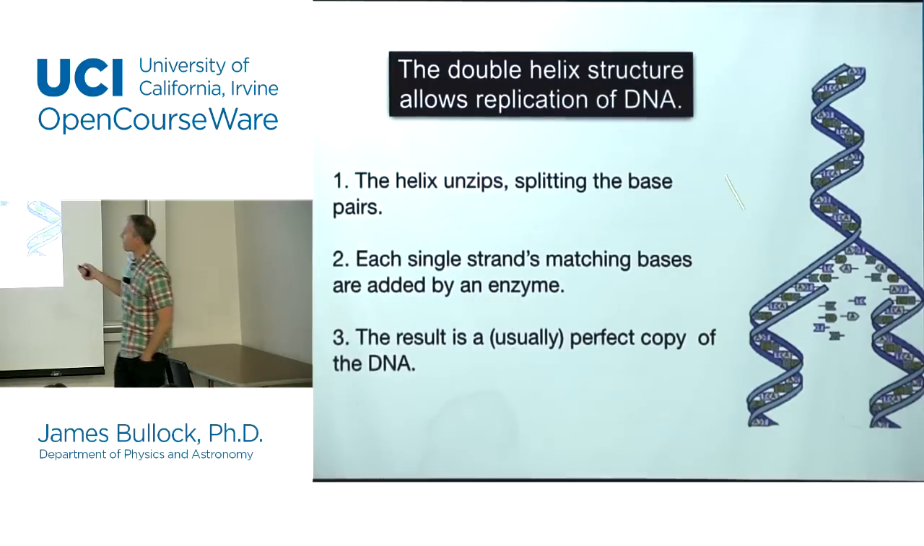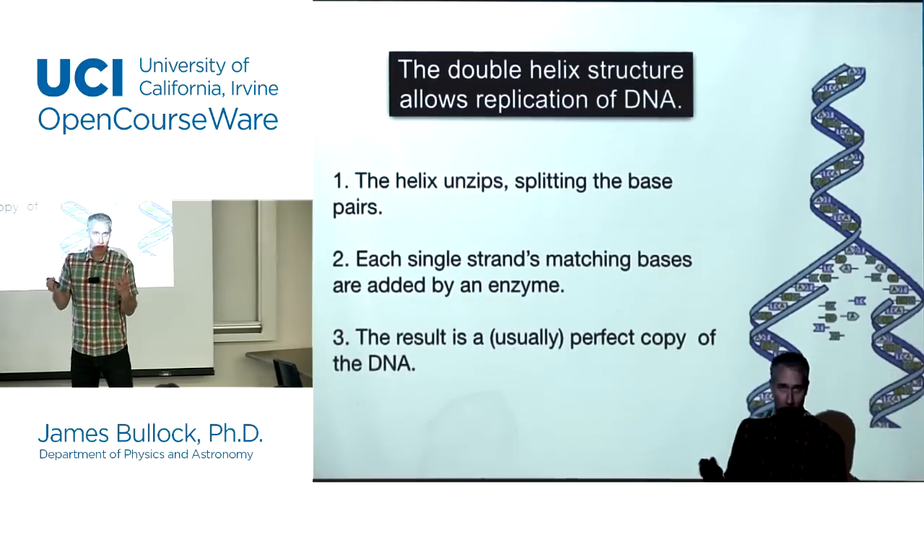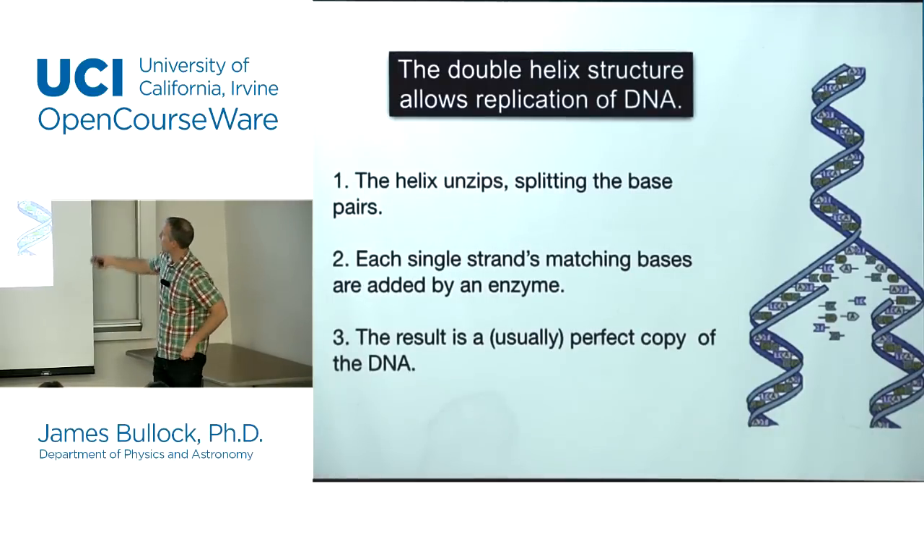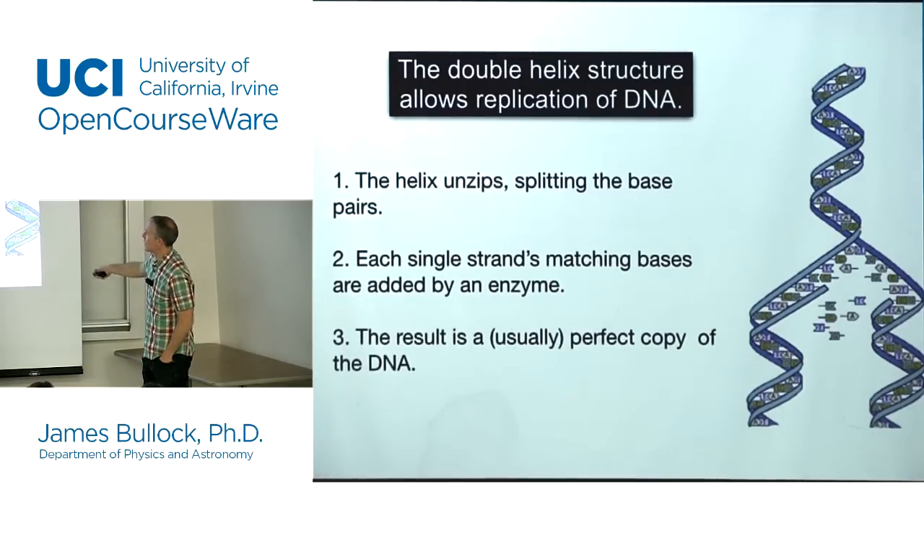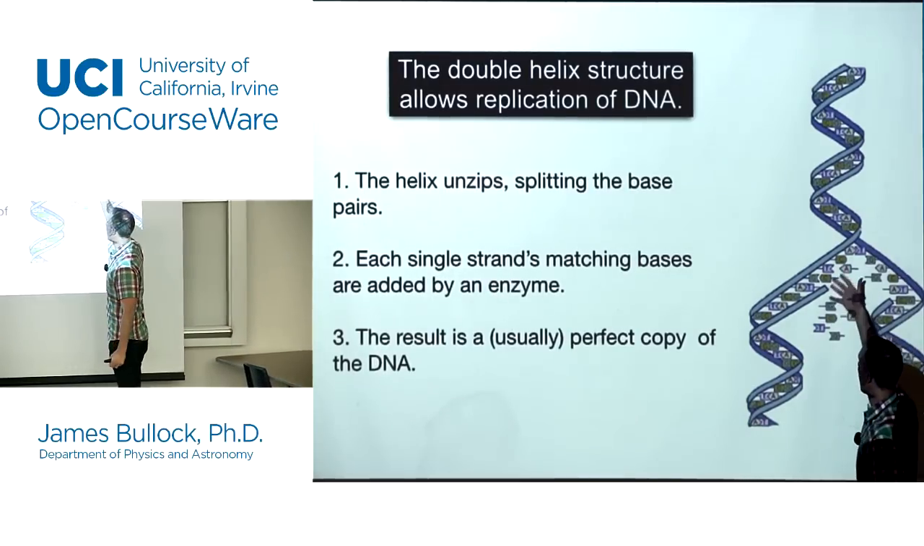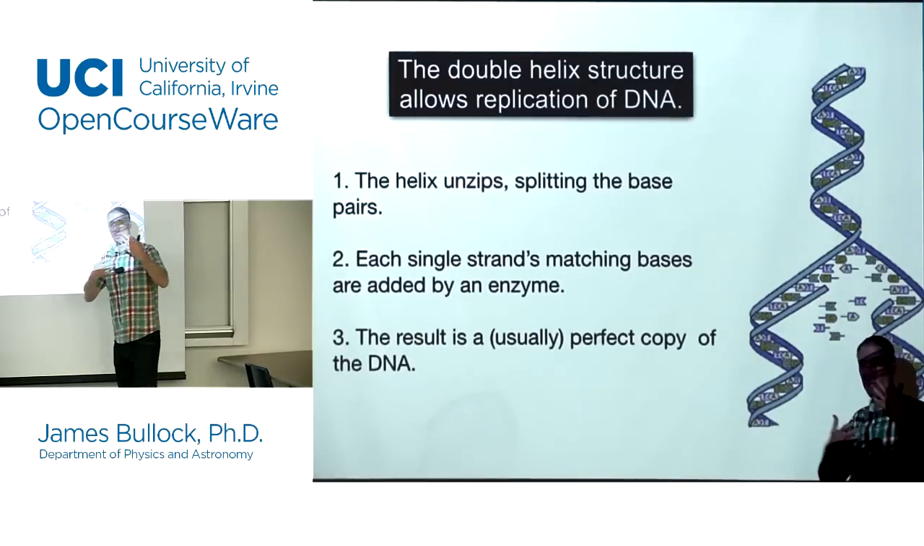So what effectively happens when a cell divides, just to go back to what you were talking about too. You've got your double helix, right? The helix unzips when a cell's getting ready to divide. Each single strand's matching bases are added by an enzyme. So there are some enzymes that come through and basically hunt for the matching base and build the other side.